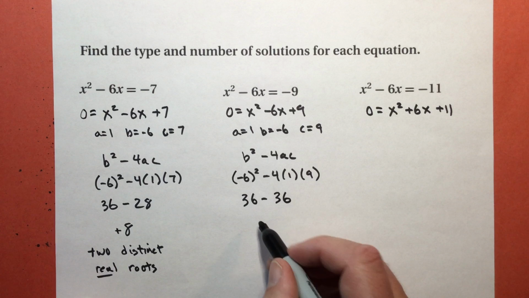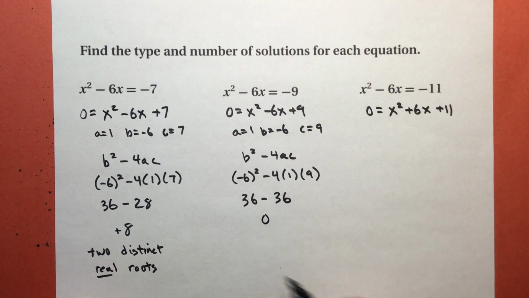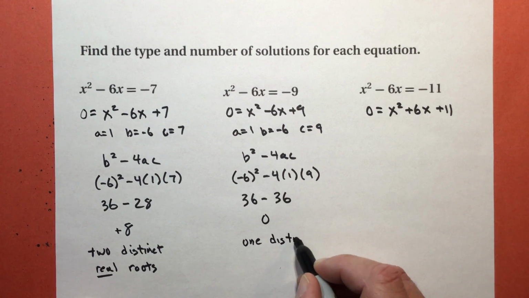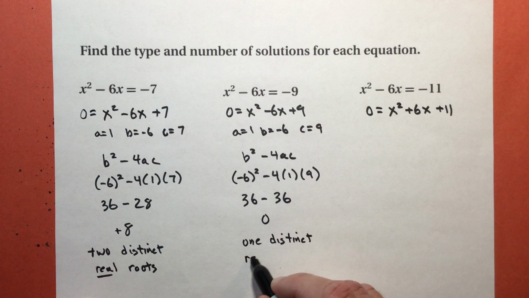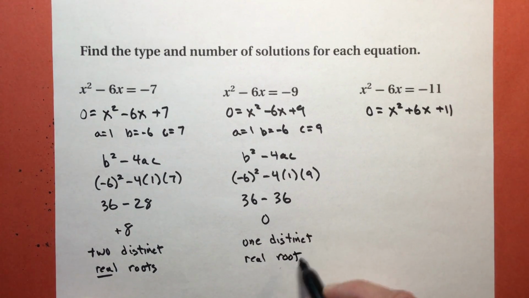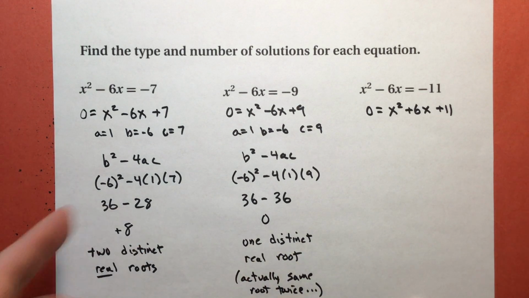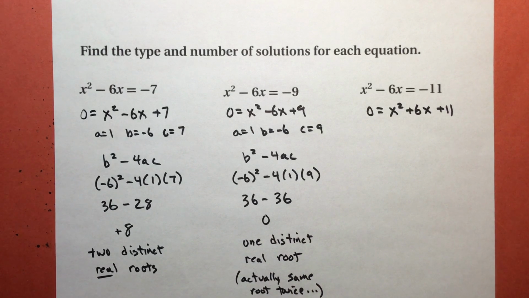And since 36 subtract 36 is 0, I get one distinct real root. But actually, I get the same root twice. Don't forget that you always get 2. Always, always, always. You get 2. That's where the word distinct comes into play. Because these are 2 different ones from each other, you get the same thing twice over here. So I don't like the way they wrote that.